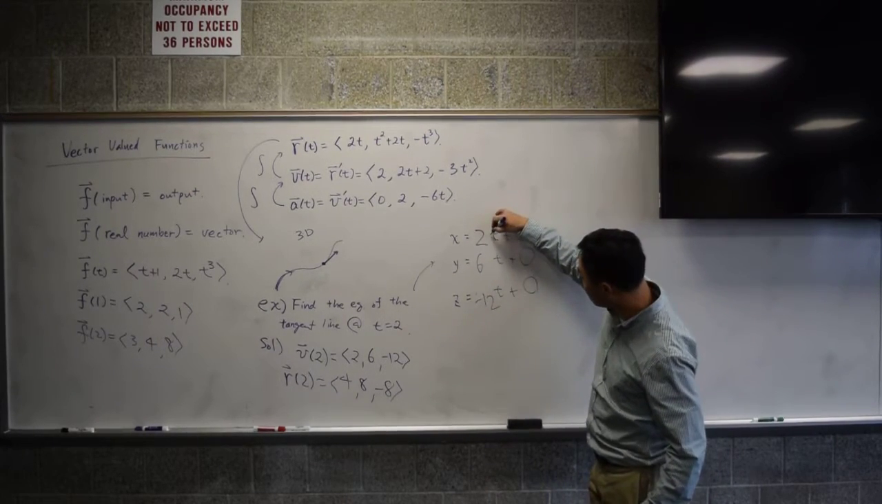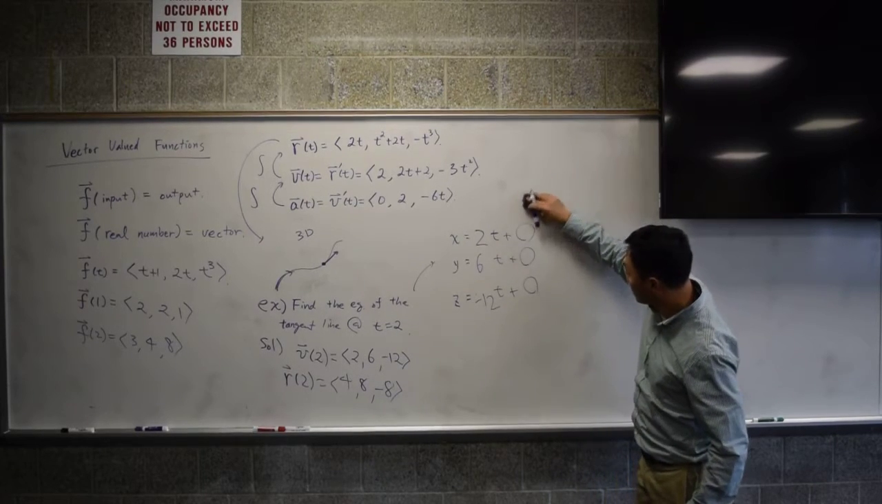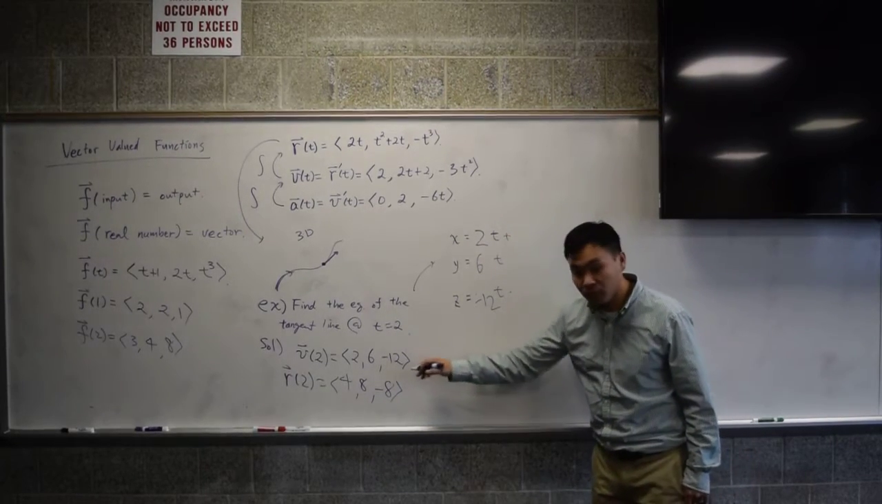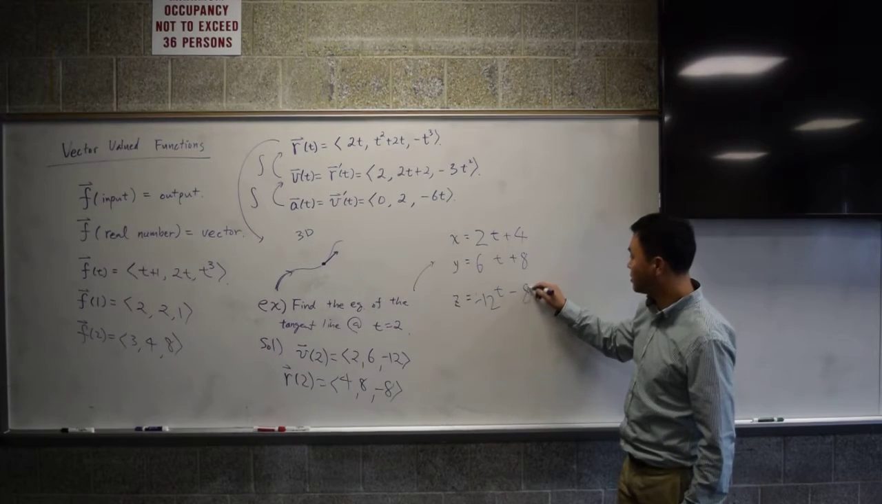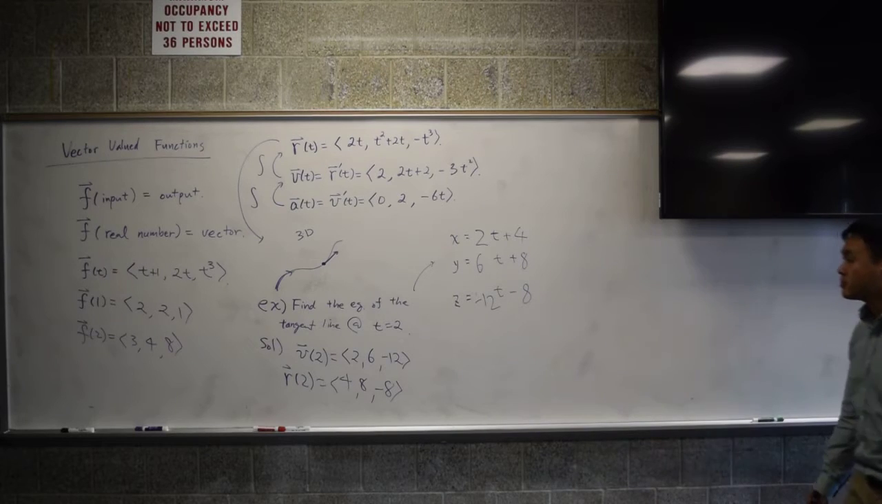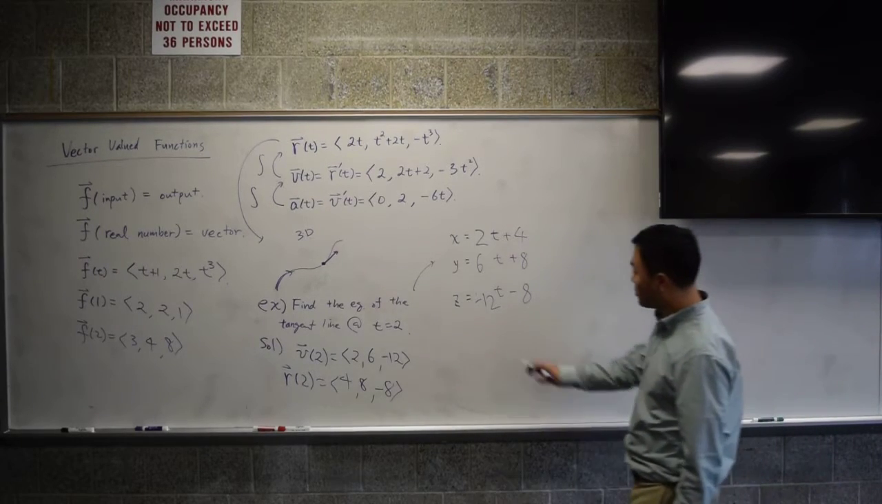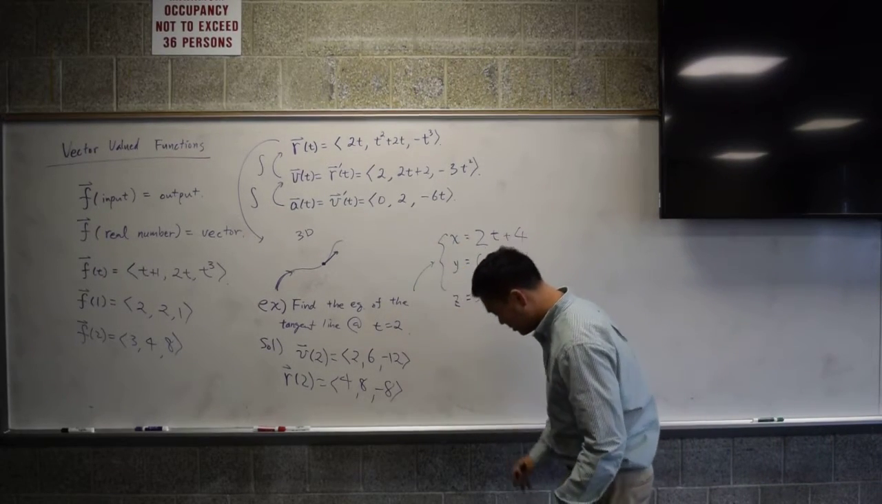2, 6, negative 12. And then for the position, what do you put? 4, 8, negative 8. So here you have it. You have the equation of the tangent line.